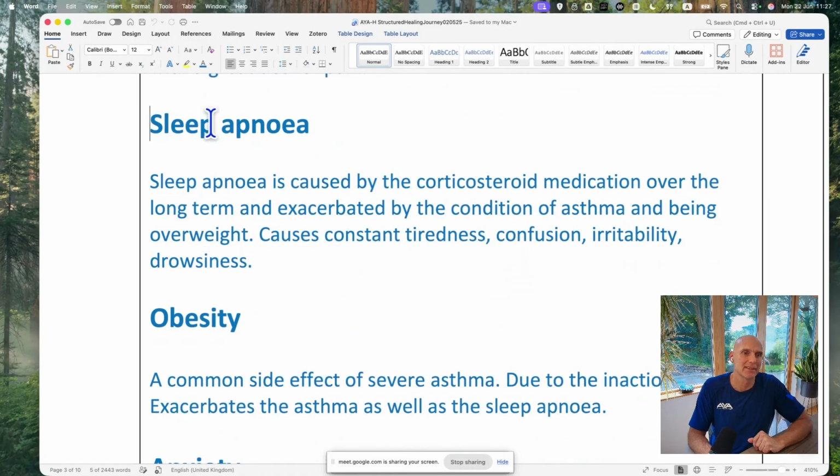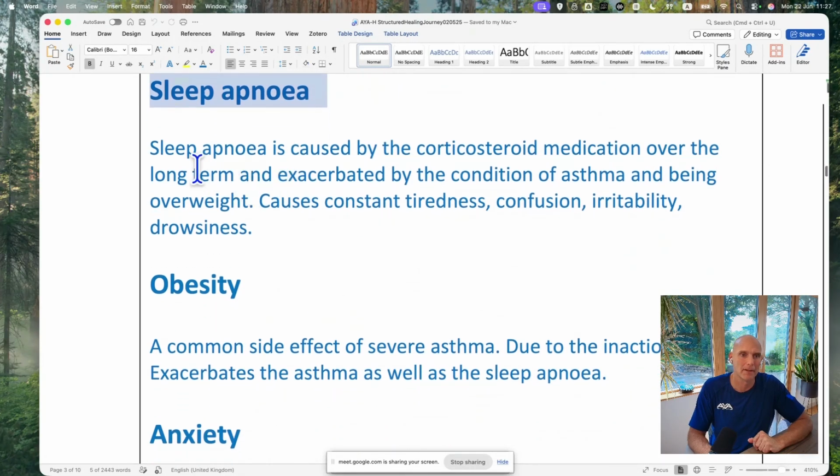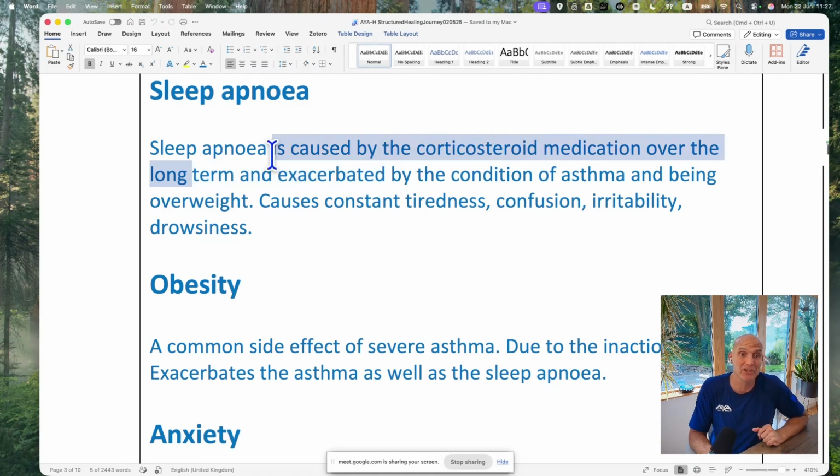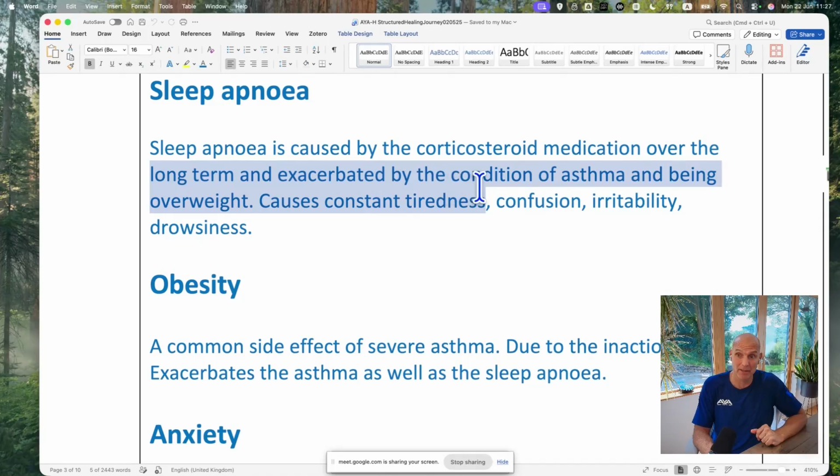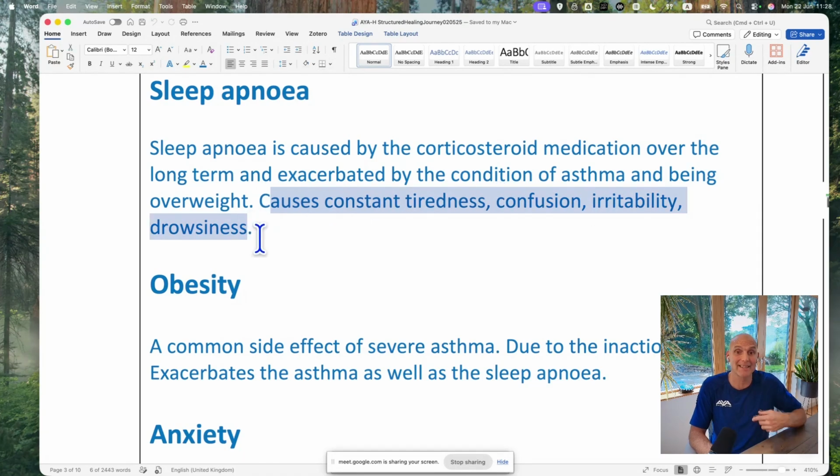And next on the list, sleep apnea. Sleep apnea is caused by the corticosteroid medication over the long term and exacerbated by the condition of asthma and being overweight. So this causes constant tiredness, confusion, irritability, drowsiness. All this is adding to his low quality of life and therefore less ability to make friends or have a relationship. Therefore, that adds to the loneliness.